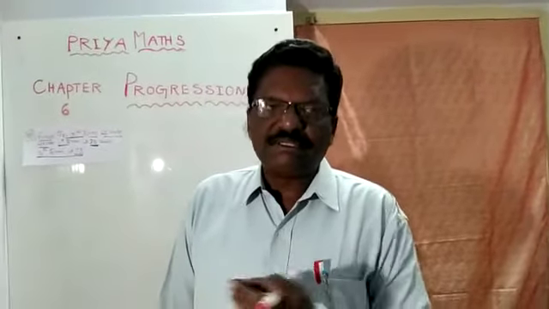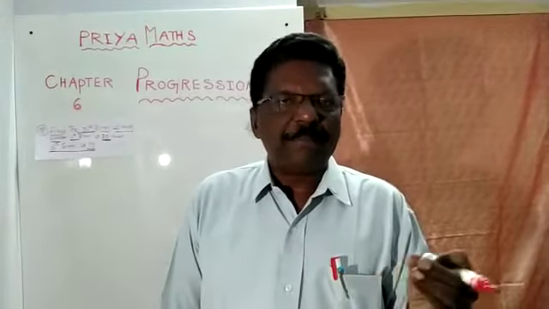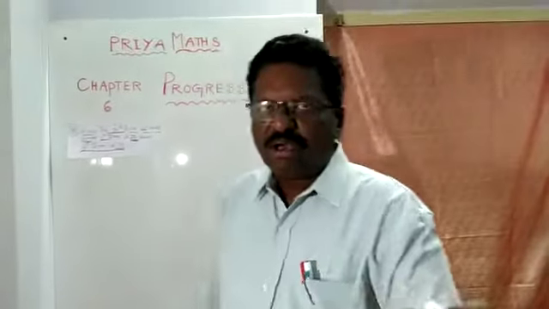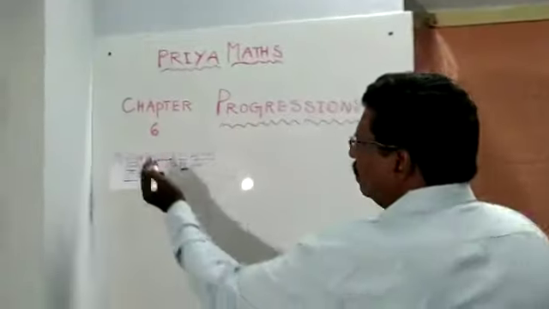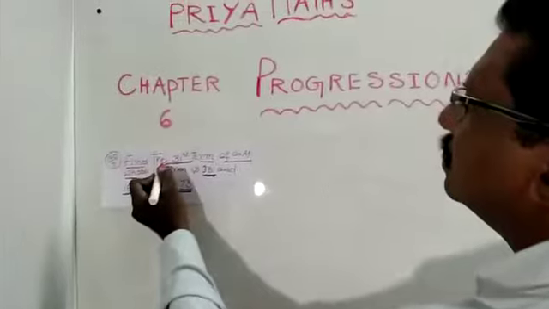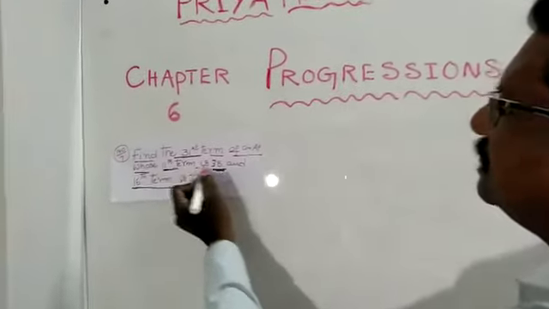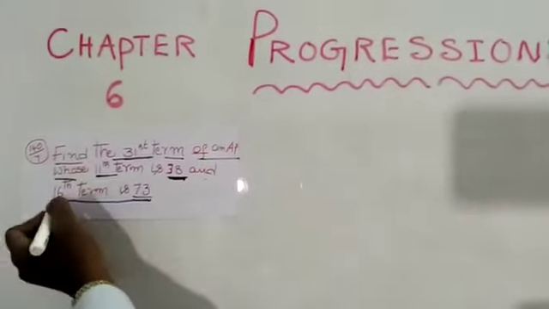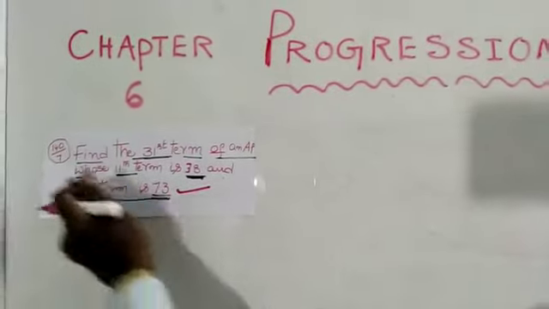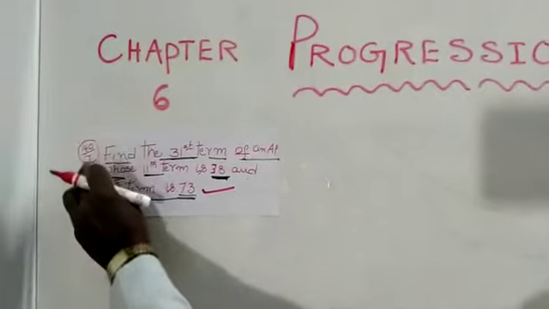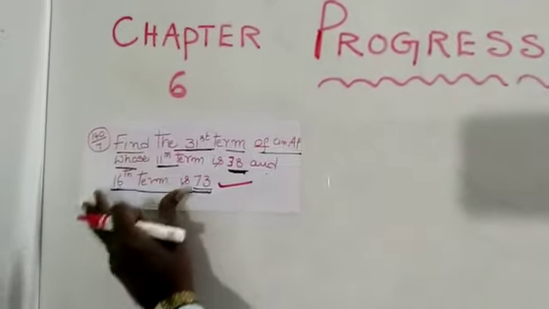Today we are going to discuss the public examination model, important problems. All of you look into the board. Find the 31st term of an AP whose 11th term is 38 and 16th term is 73. This problem is page number 140, 7th problem. We have to observe it.